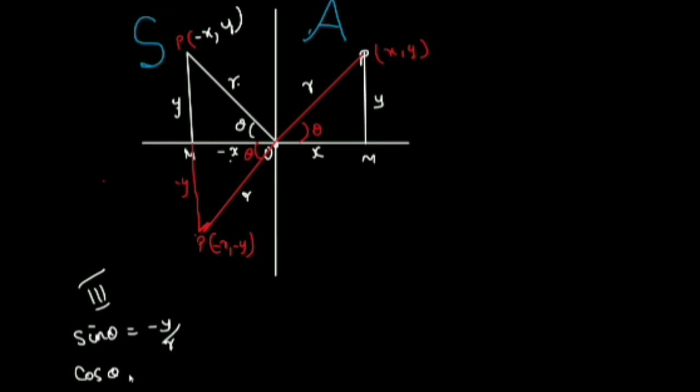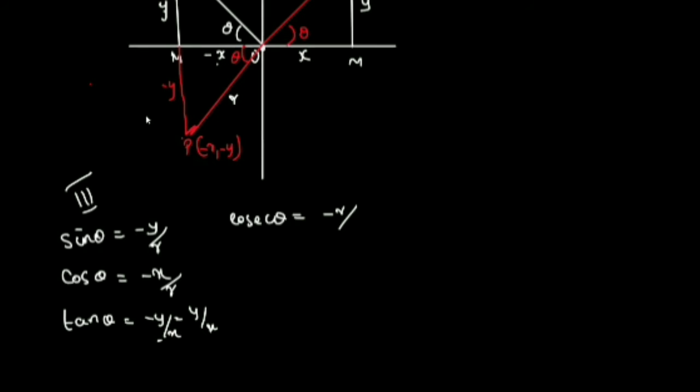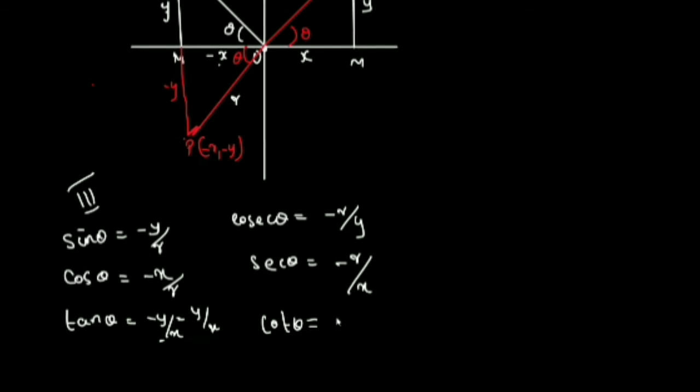Cos theta is the adjacent side. For the theta, adjacent side is this. Minus x by r. Tan theta will be minus y by minus x, that is y by x. Listen, sine theta is minus y by r. Cos theta is minus x by r. Tan theta is minus y by minus x. So secant theta will be minus r by x. Cot theta is x by y. Which ratio is positive? Tan. Tan is positive in the third quadrant.